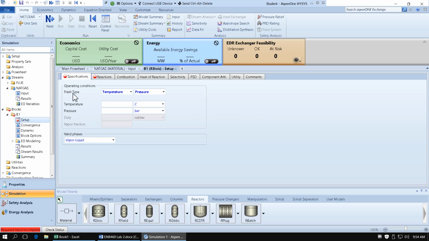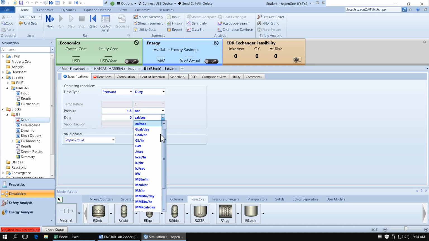setup. So for this instance, you can specify operating conditions. Flash type could be temperature, pressure, duty, and vapor fraction. Yep. So for this instance, we want to set the pressure and the duty as specified on the instructions. The pressure we want, operating pressure is 1.5 bar, and the duty is 0. So it said 0 watts. So we can just change that quickly to 1.